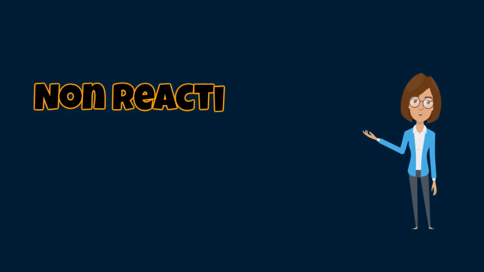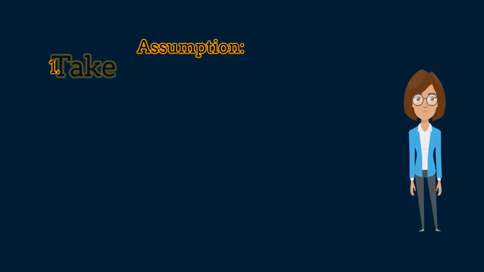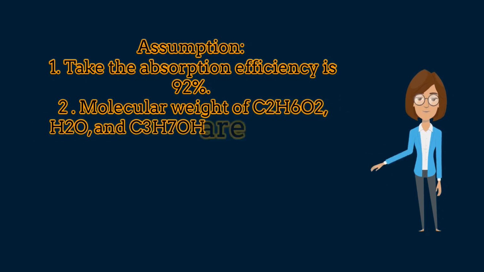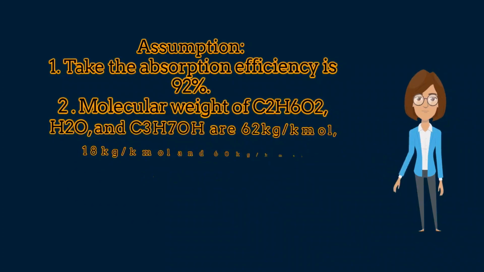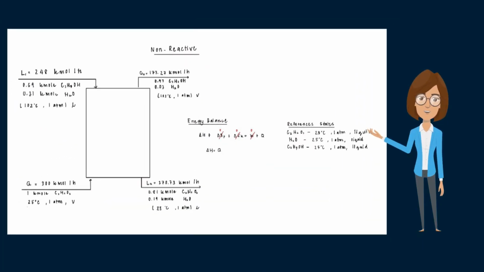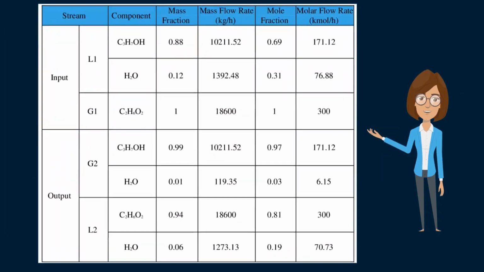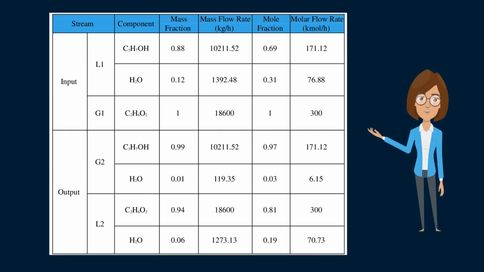For the absorption column, or non-reactive unit, we also make some assumptions as follows. Take the absorption efficiency as 92%, and the molecular weights of ethylene glycol, water, and isopropanol as 62, 18, and 60 kg per kmol respectively. They have two inlet streams, which are L1 and G1, and two outlet streams, L2 and G2. L1 is from the bottom product of the C1 reactor, which consists of isopropanol and water, while G1 consists only of ethylene glycol, which is used to absorb water from isopropanol.